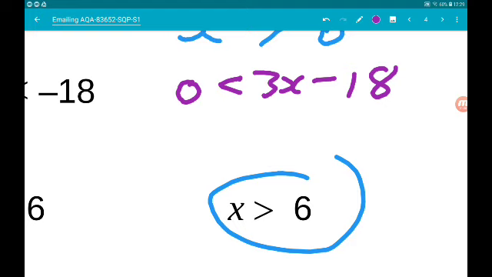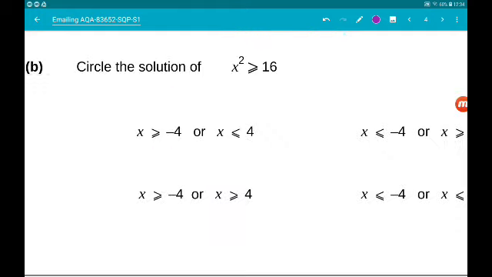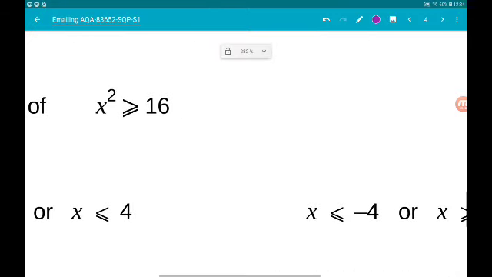Then add the 18 to both sides, we get 18 is less than x. No, we don't. We get 18 is less than 3x. Divide through by 3, and we get x is greater than 6 again. Cool. And for part B, we want to solve x squared is greater than or equal to 16. So, again, be a little bit careful, it's a quadratic inequality. So, let's first of all think about the equation x squared is equal to 16.